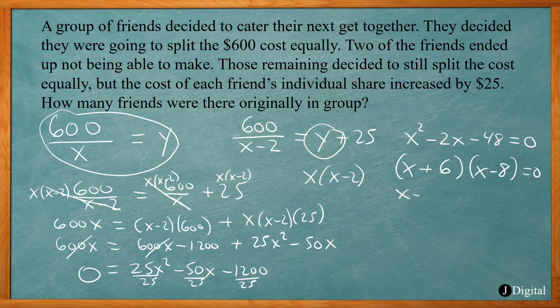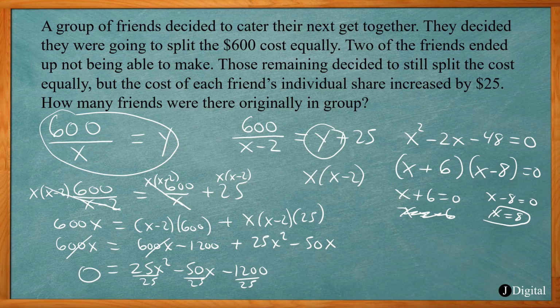And I set each of these equal to 0. X plus 6 equals 0, and x minus 8 equals 0. Over here, subtract 6 from both sides, so x equals negative 6. Over here, add 8 to both sides, so x equals 8. Okay, so we can't have a negative number, so it's going to be 8. So 8 is the number of people in the original group. And when 2 left, you had 6 people. Alright, so this is how you solve it using algebra.